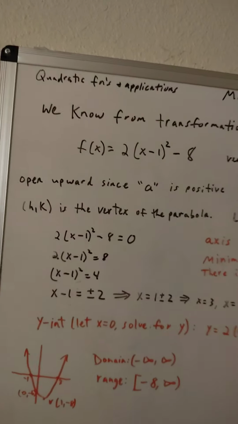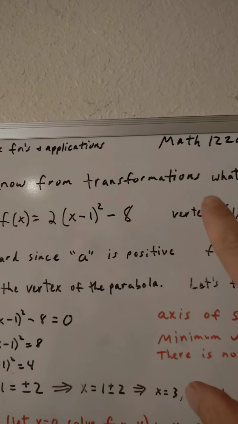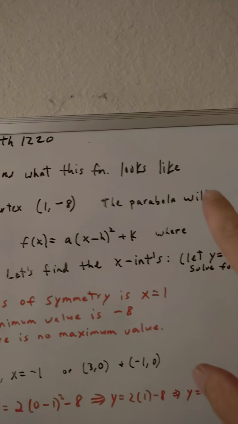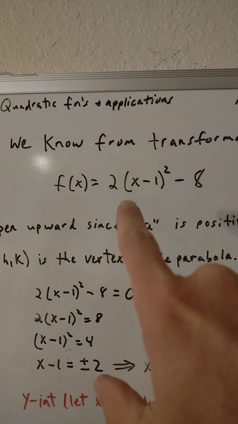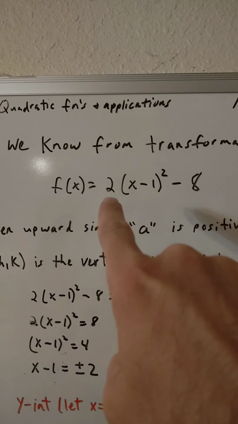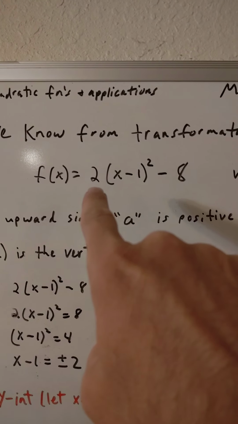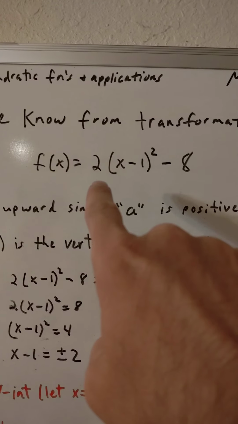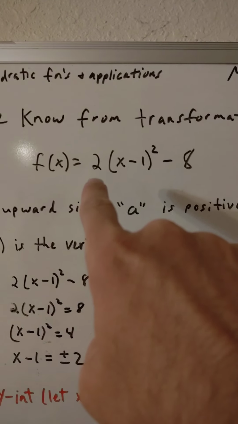Okay, so we know from transformations, we talked about transformations before, what this function will look like. We're given this function right here. Remember, this is in transformation form. That's a vertical stretch. And what do you do with that vertical stretch? You multiply all previous y coordinates by that number. Since it's bigger than 1, that'll make the parabola taller and skinnier.